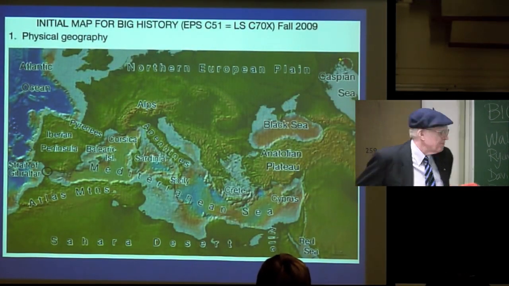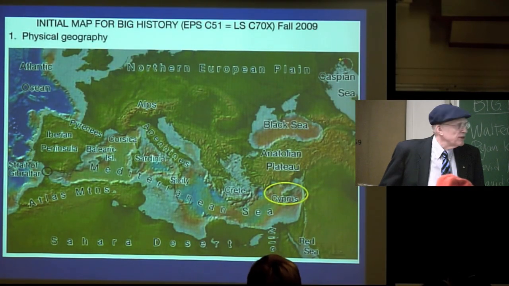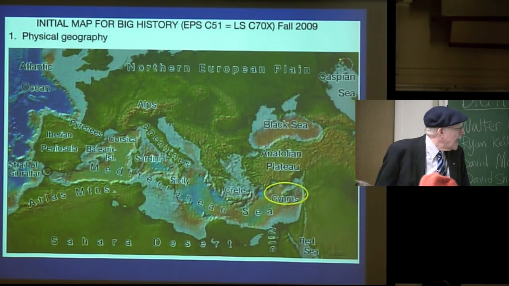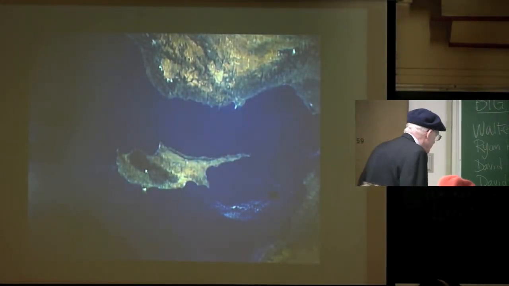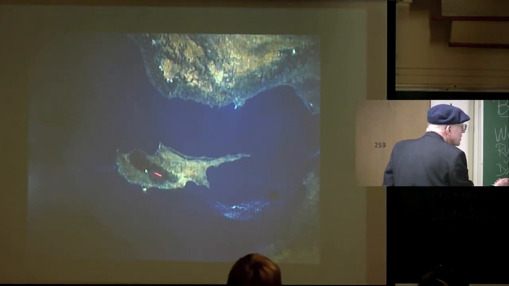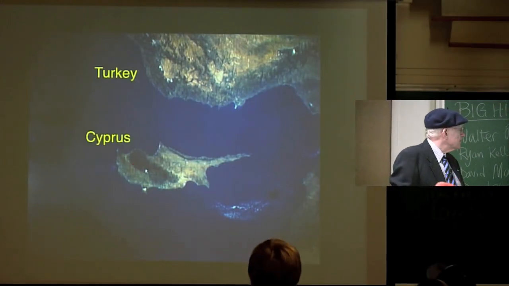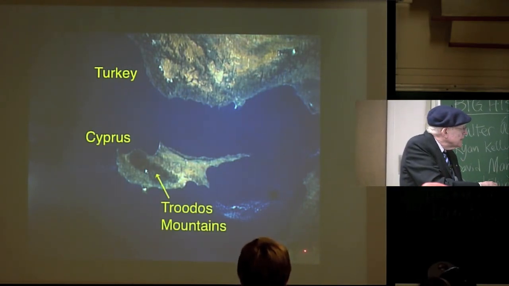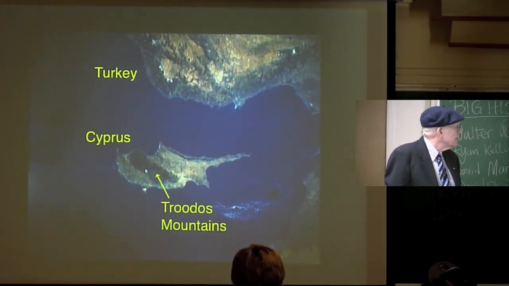Okay, so here's that map that some of you have had a chance to look at, the clickable map. If you click on Cyprus, on that island in the northeast corner of the Mediterranean, you'll find out all about it. And here's a satellite image of the island of Cyprus. You see that dark thing? That's a mountain range that we're going to talk about. It's called the Troodos. This is Turkey up here, and here's Cyprus, and this is the Troodos Mountains. So that's where we are. This is Syria, Lebanon, Israel, Jordan down over there. So Greece is over here someplace.